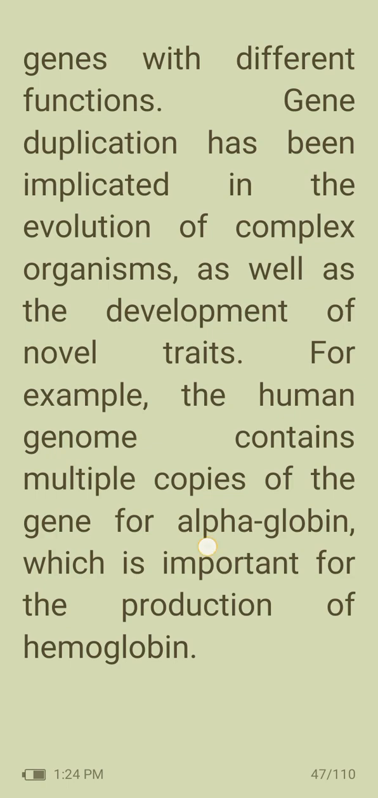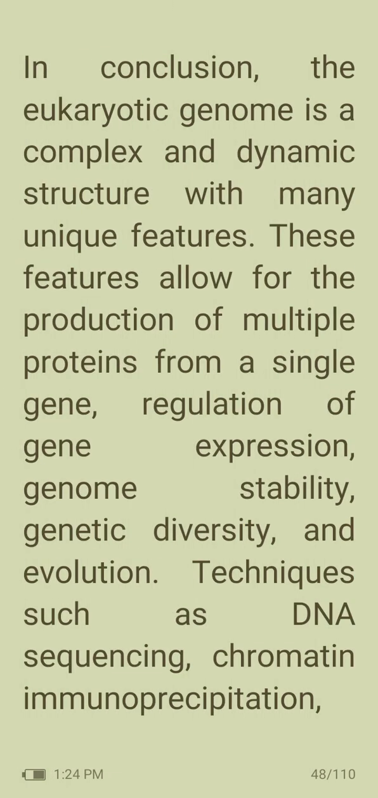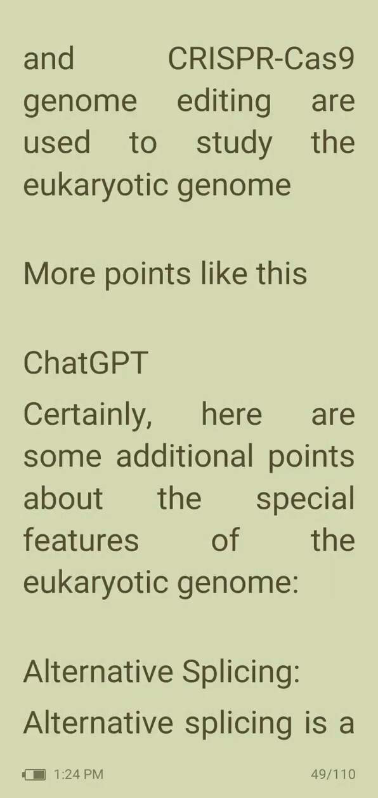of hemoglobin. In conclusion, the eukaryotic genome is a complex and dynamic structure with many unique features. These features allow for the production of multiple proteins from a single gene, regulation of gene expression, genome stability, genetic diversity, and evolution. Techniques such as DNA sequencing, chromatin immunoprecipitation, and CRISPR-Cas9 genome editing are used to study the eukaryotic genome.